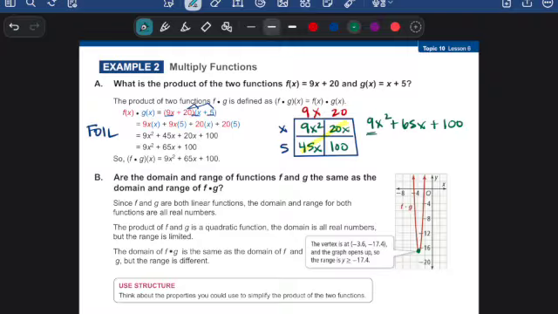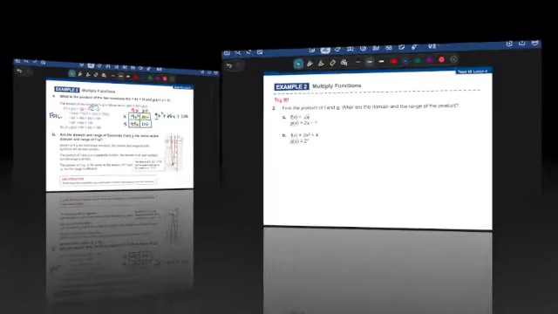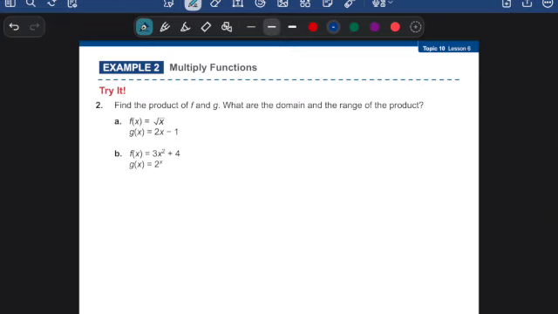The domain is still going to be all real numbers, as we have arrows on the end of our functions. It continues on and on to the left and on to the right. Okay, time to try it. We're going to multiply two functions and describe the domain and the range of the product.